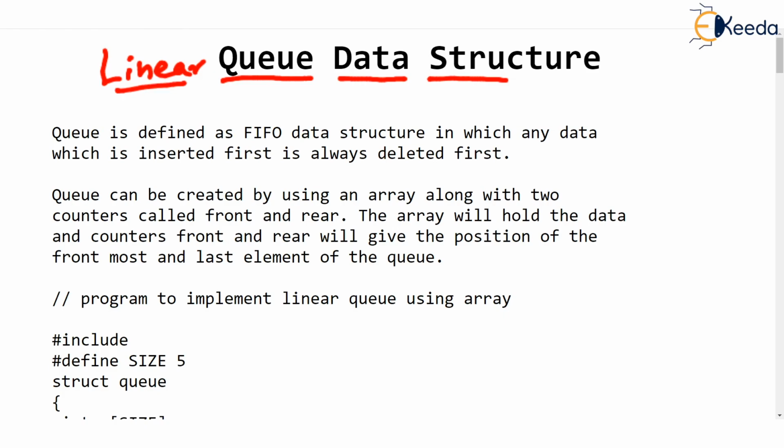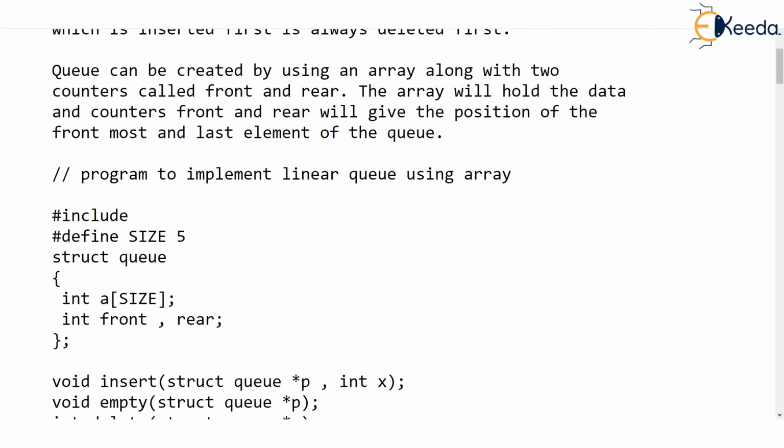As you all know, queue is a FIFO data structure, first in, first out, because whatever you insert first is always deleted first. All these definitions you are very comfortable with. Let's straight away see how a queue looks when you implement it using an array.